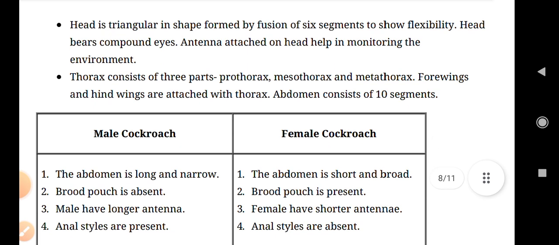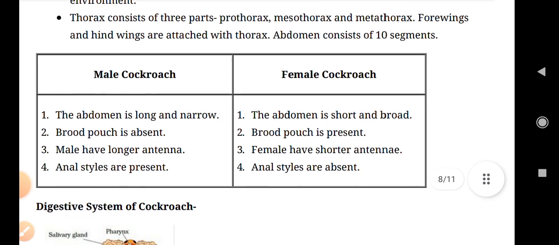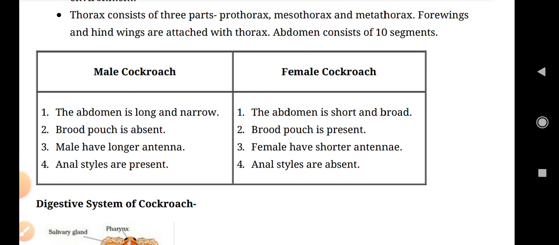Head is triangular in shape, formed by fusion of 6 segments to show flexibility. Head bears compound eyes and antennae, helping in monitoring the environment. Thorax consists of 3 parts: prothorax, mesothorax, and metathorax. Forewings and hindwings are attached to the thorax. Abdomen consists of 10 segments.